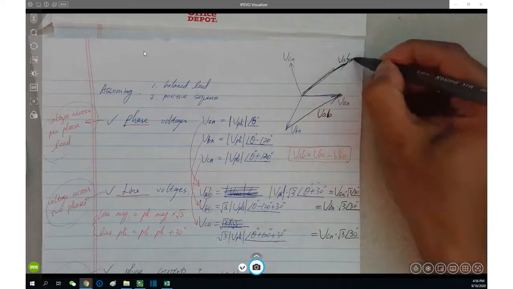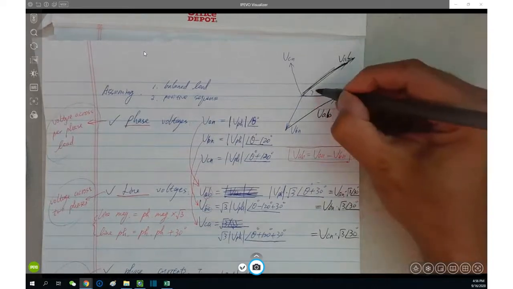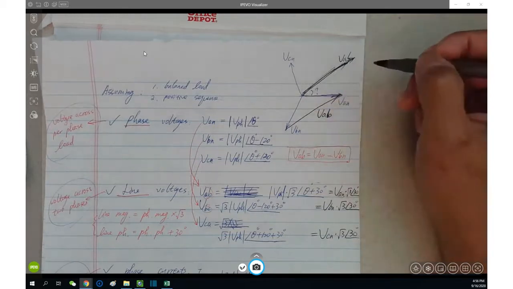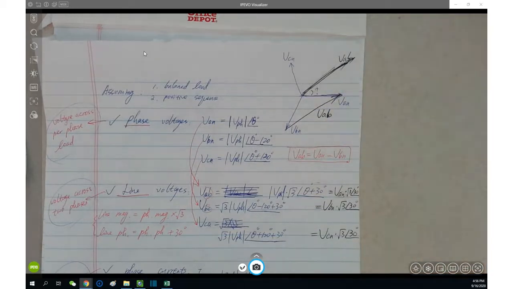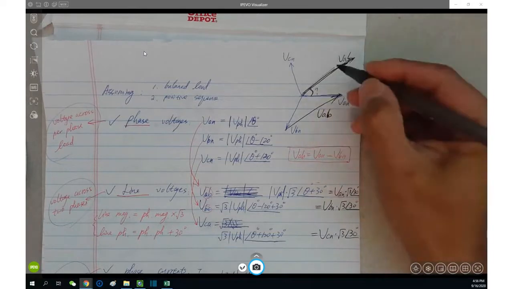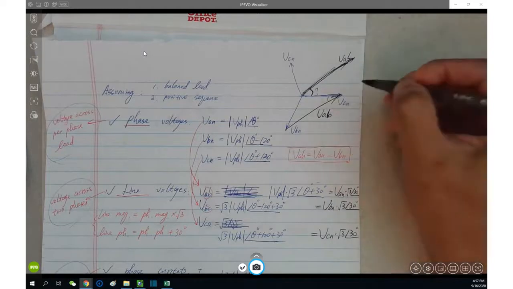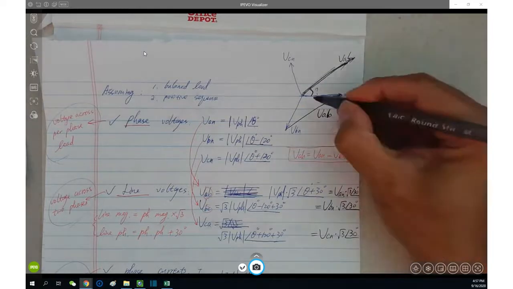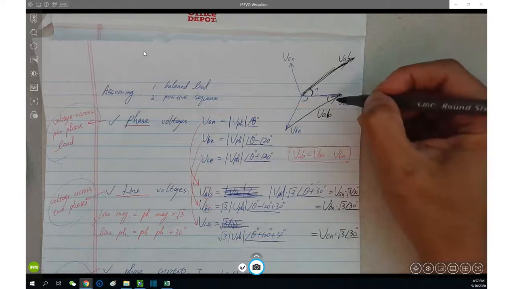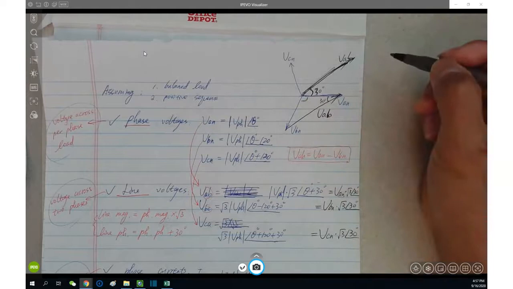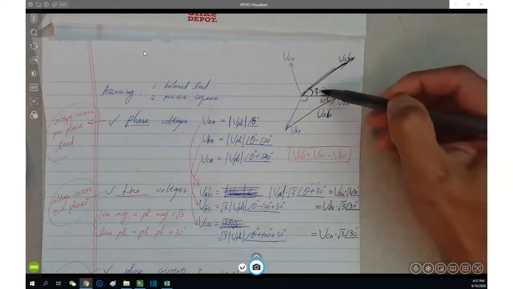And to this black VAB, what we need to know is what's the angle here? And what is the length of this? Respectively representing the phase angle of VAB and the magnitude of VAB, right? What is the angle here? Same angle as here, right? This is 120. So here, what? 30 degrees. So obviously VAB is leading VAN by 30 degrees.